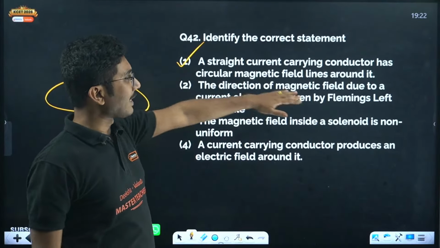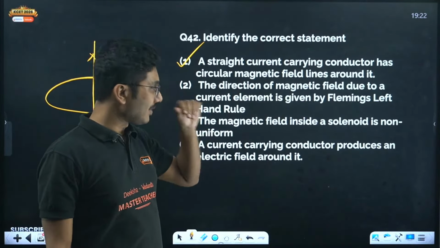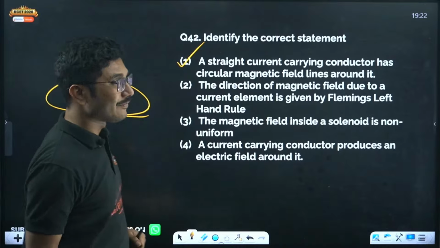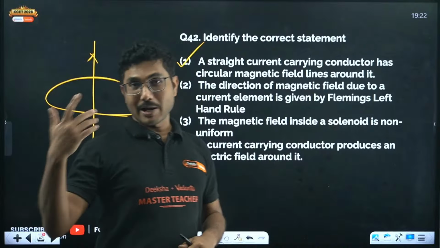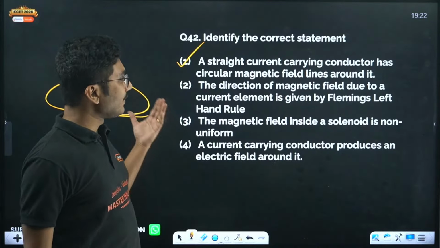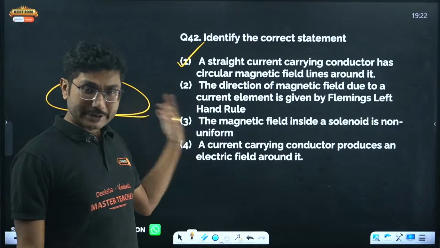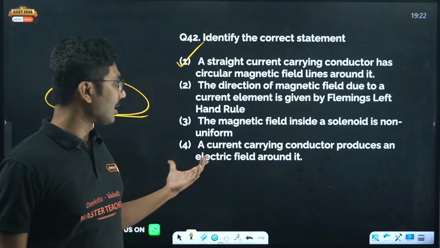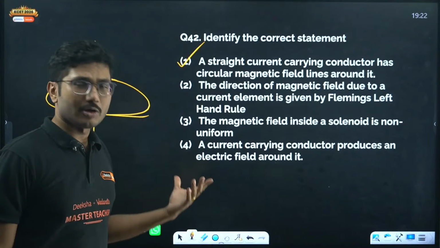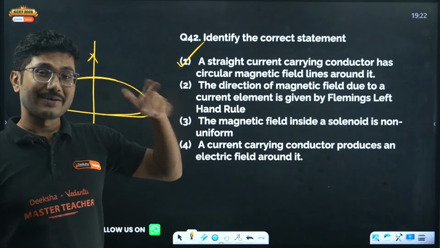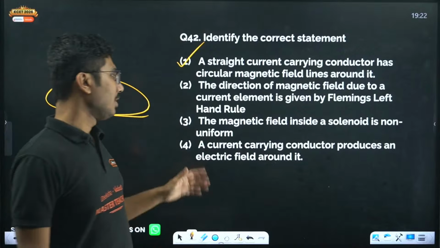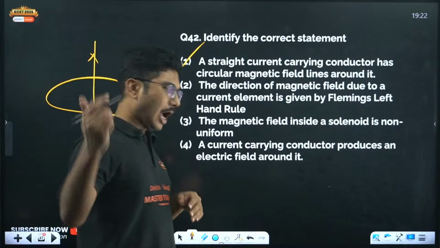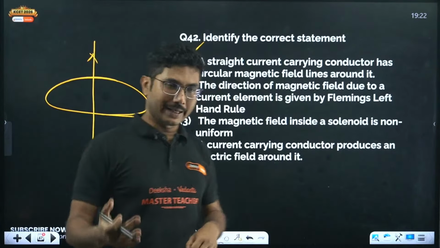The direction of magnetic field due to a current element is given by Fleming's left hand rule, which is not correct. For a current element, the direction of magnetic field is given by Biot-Savart's law. The magnetic field inside a solenoid is non-uniform, which is wrong, it is uniform. Alternating current conductor produces an electric field around it. A current carrying conductor does not produce an electric field around it. The electric field is inside the conductor itself. Outside, the electric field is zero. Only the magnetic field is there.